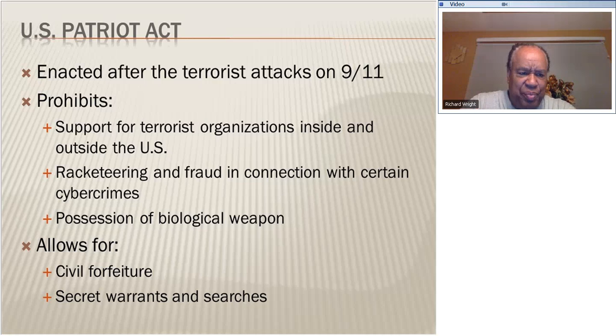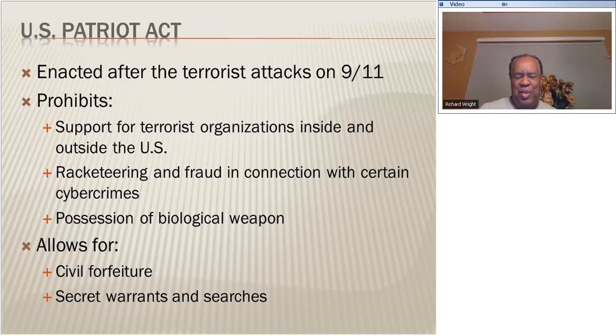So anyway, September 11th, the U.S. Patriot Act is there to address support for terrorist organizations outside the United States, and then racketeering and fraud in connection with certain cyber crimes. We're dealing with the wiretapping acts. We're dealing with the mafia. I always used to tell people that organized crime was terrorist activity. And so then we talk about possession of biological weapons, weapons of mass destruction, a term that went around for a long time.